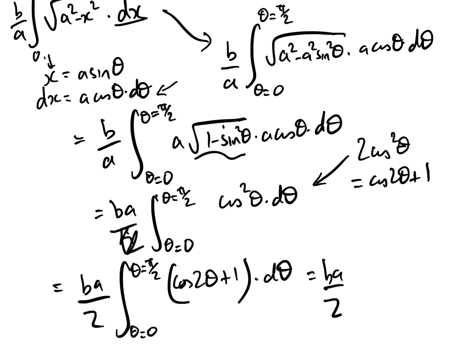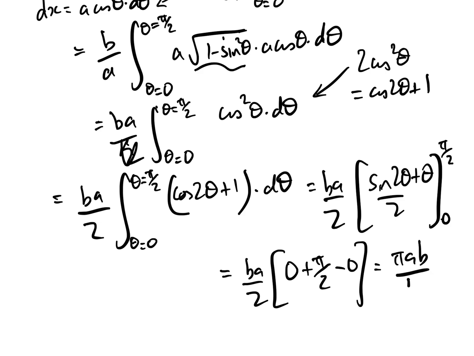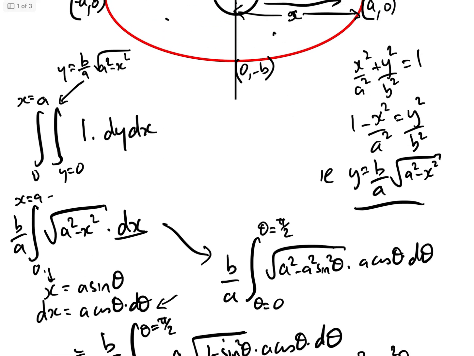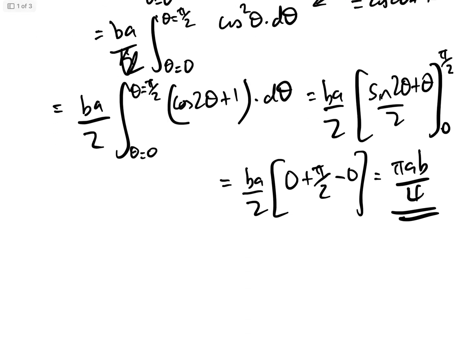d theta, which equals BA over 2 sine 2 theta over 2 add theta between pi over 2 and 0, and that gives us BA over 2, well, sine of 2 theta will be 0, 0 add pi over 2 minus 0, which equals pi AB over 4, which equals 1/4 of what we found by our cube method, and multiply by 4 because there are 4 identical parts of the symmetry, and that gives us the area of the ellipse is, again, pi AB. So that's method number 2, and that's integrating with Cartesian coordinates.